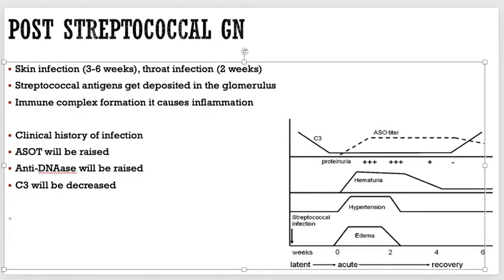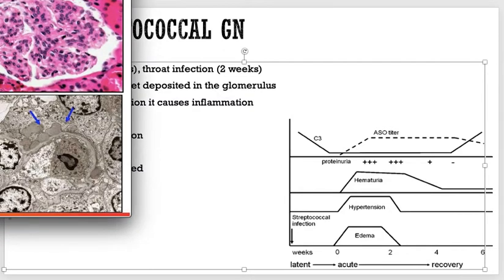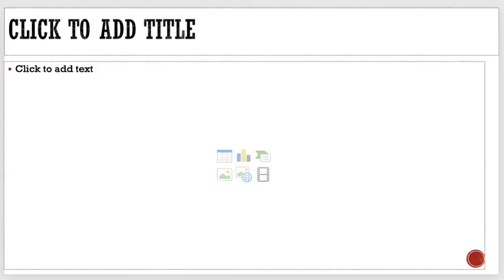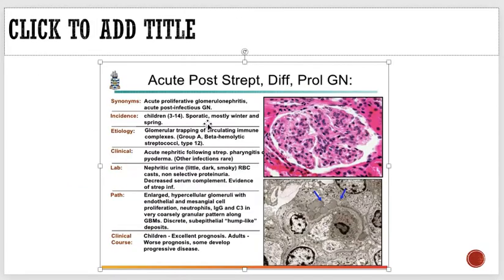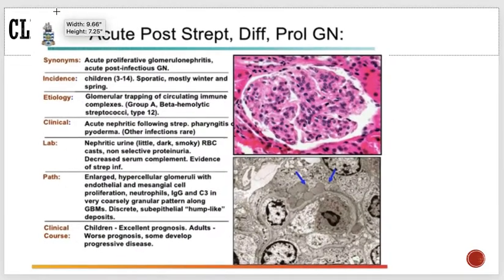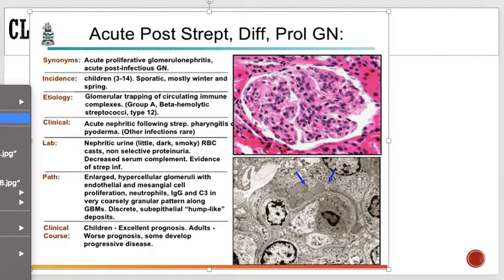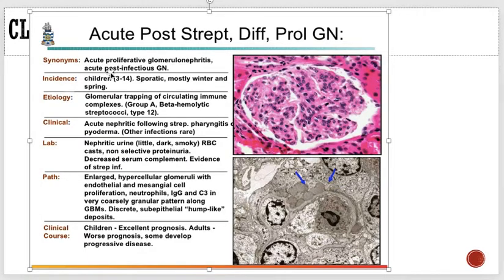Of course, what they do is make a diagnosis of post-streptococcal glomerulonephritis. You can see this one, a very helpful diagram, by the way. Post-streptococcal glomerulonephritis is also called acute proliferative, acute post-infectious. Most of the time it occurs in children, mostly in winter and spring. Etiology: glomerular trapping of circulating immune complexes. Group A beta hemolytic streptococci, GABHS.